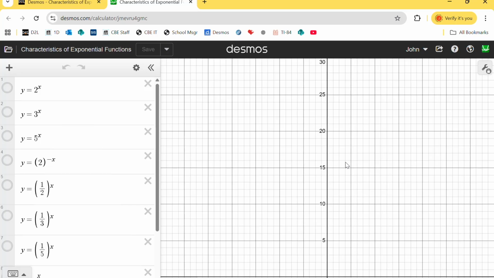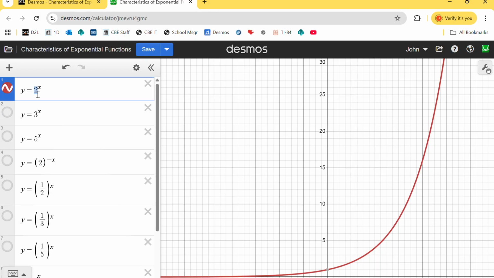Okay, everyone. So from our class example 7.1, characteristics of exponential functions, we're investigating exponential functions of the form y equals c to the x. So what happens, so there's y equals 2 to the x. What happens when this value gets bigger, the c value? Well, let's see. We saw in the class example that it gets steeper. So when I do y equals 3 to the x, well, it gets steeper. y equals 5 to the x, it gets steeper.